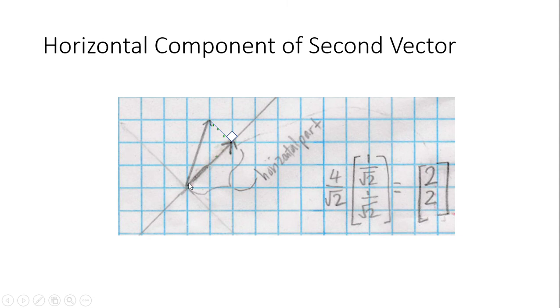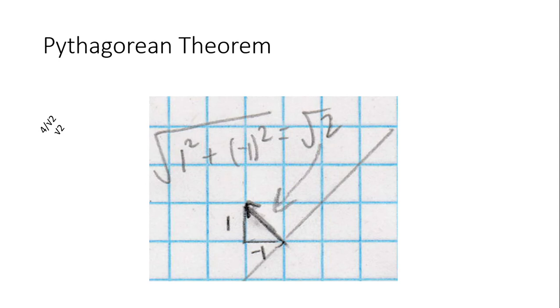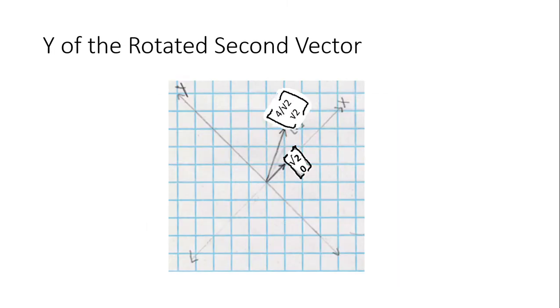If we subtract that projection from the second vector, we can get that perpendicular line that we wanted. In this case, it's -1, 1. Finding the length of this perpendicular line is going to give us the height of the second vector in the rotated space. In this case, using the Pythagorean theorem, radical 2 is the length of that line, and that becomes the height of the second vector in the rotated space.